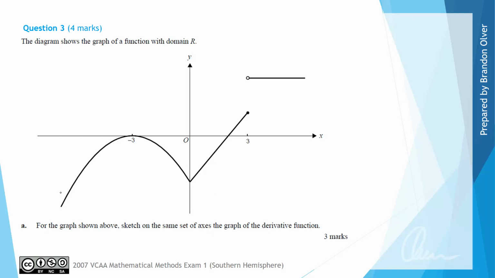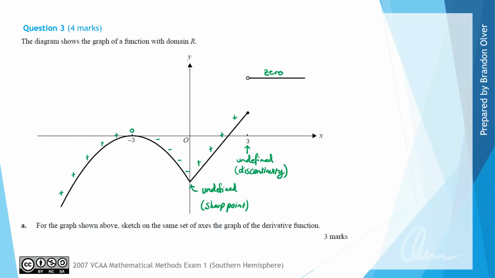So if we go along, we could see that this would have a positive gradient, positive, positive, but getting smaller until we hit a zero gradient, and then it would be negative, negative, negative, until we get to this point where it'd be undefined, and that is because it is a sharp point. And then it would be positive along this section until we reach this point where it would also be undefined, and that's because it's a point of discontinuity. And then along here we would have a zero gradient.